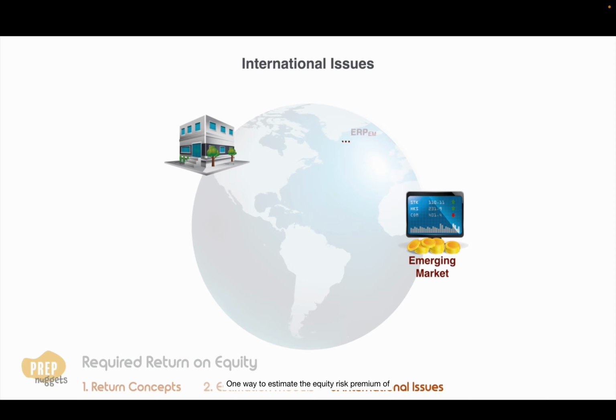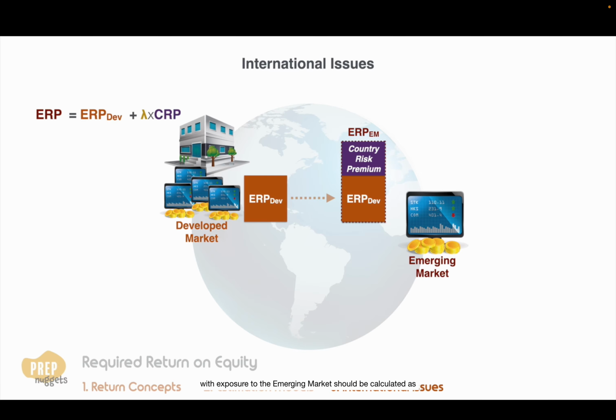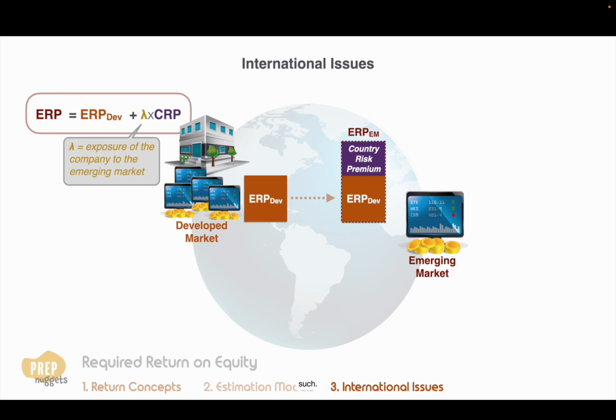One way to estimate the equity risk premium of an emerging market is to take reference from the equity risk premium of a developed market and add a country risk premium to it. The equity risk premium applicable to a company with exposure to the emerging market should be calculated as such. Lambda is the level of exposure of the company to the emerging market. This is known as the country spread model.